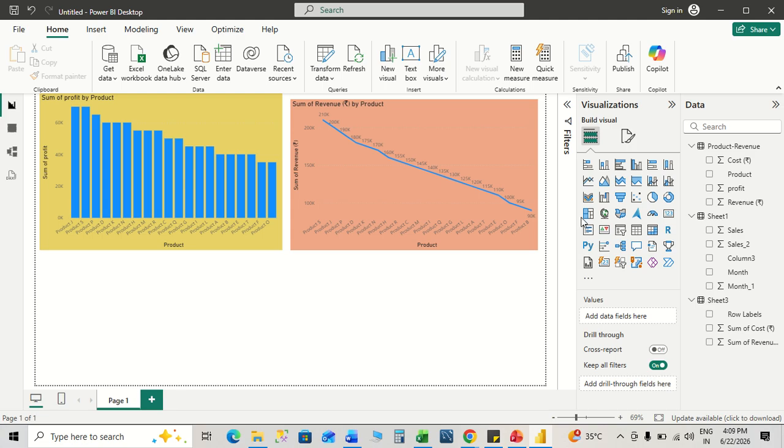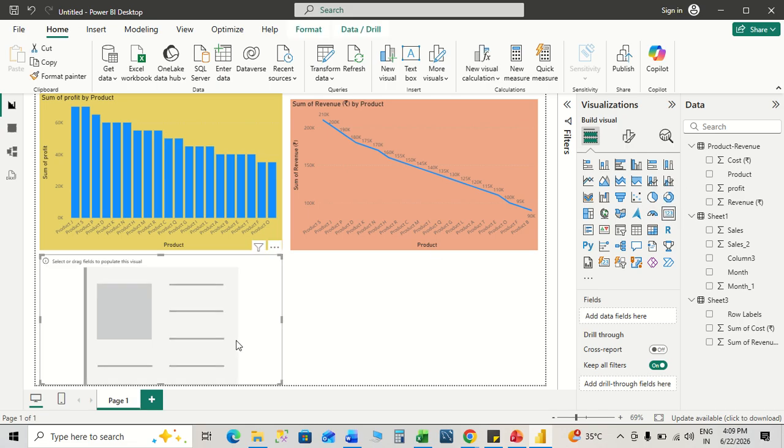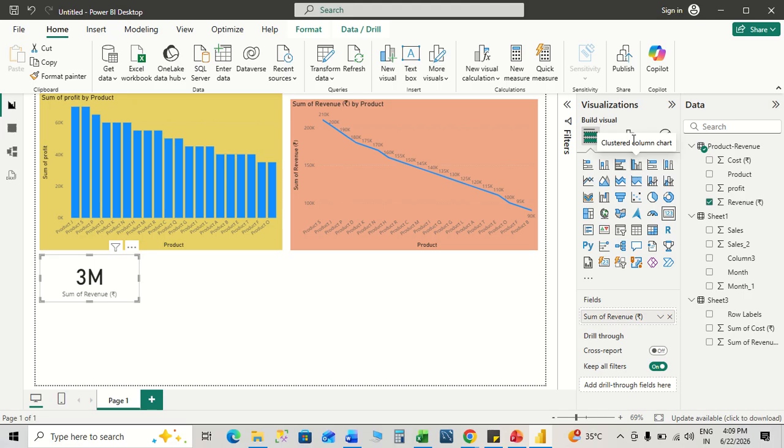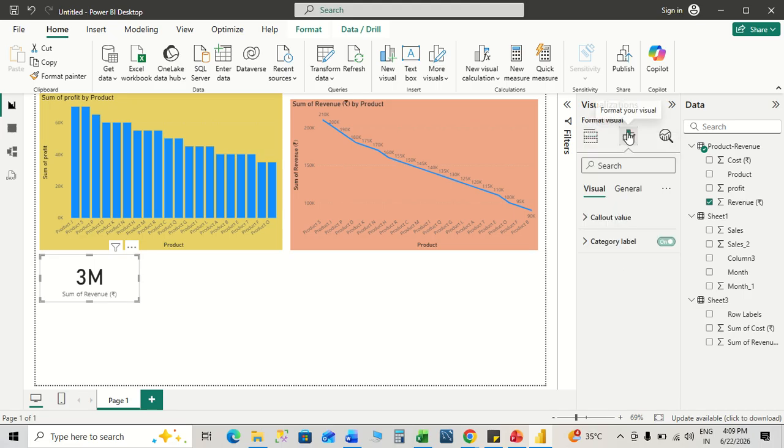Now if I use a card to show the total revenue, just use the card. So we can show the total revenue here and give some color. Go to general effect.